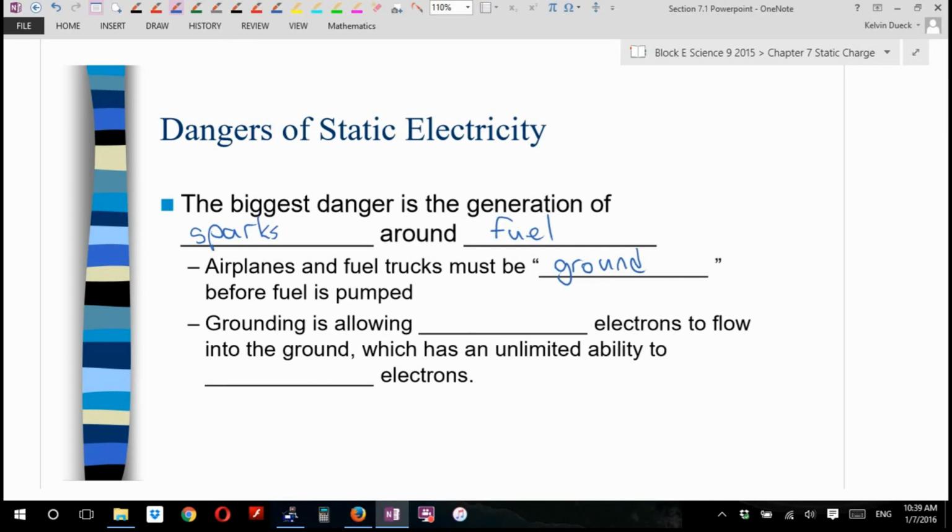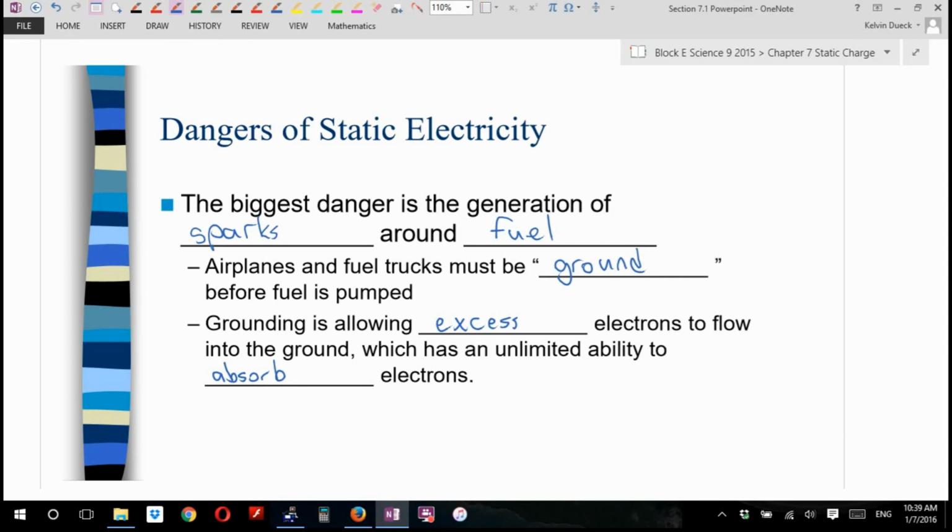Grounding is allowing any excess electrons to flow into the ground, which has an unlimited ability to absorb electrons. The Earth can both give up and absorb essentially an infinite number of electrons because it's so big.